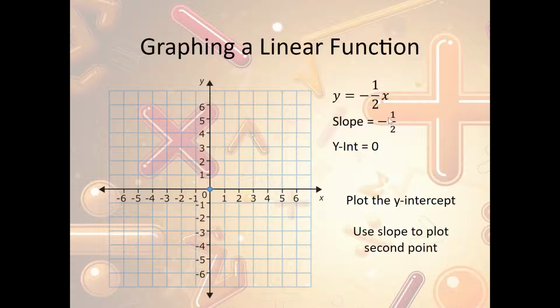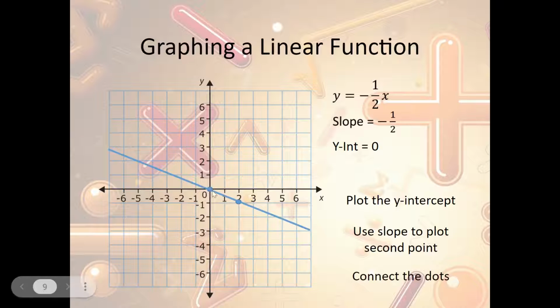So my change in y is negative 1, so I go down 1. And my change in x is 2, so I'm going to go to the right, 1, 2, and plot my point. So now I have my first 2 points. The next step is just to connect the dots and draw a line between them. Now I have a linear function that is graphed that goes through 0 and has a slope of negative 1/2.